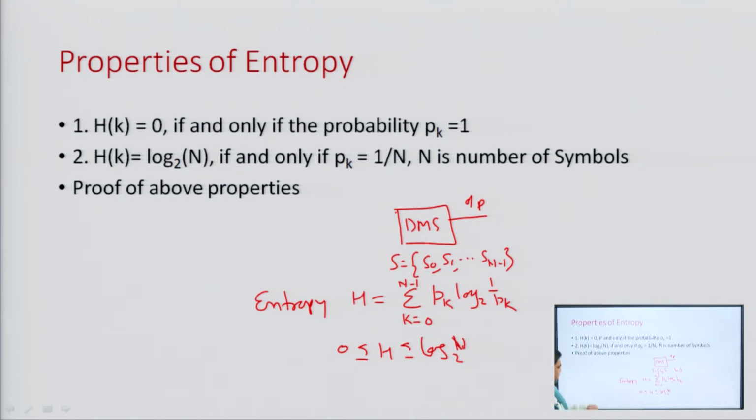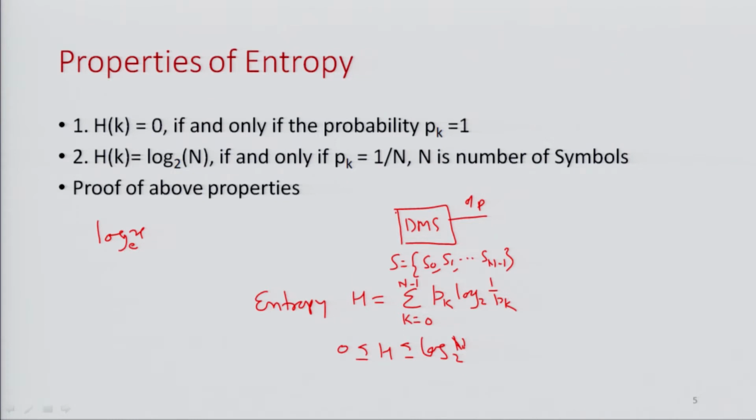See that in this range H will lie: at Pk equal to 1, entropy is 0, and it is maximum when the source is equiprobable, that is Pk equals 1 upon n, and that we have proved using the inequality, that is log of x less than or equal to x minus 1. This inequality we have used to prove this property in the last lecture.